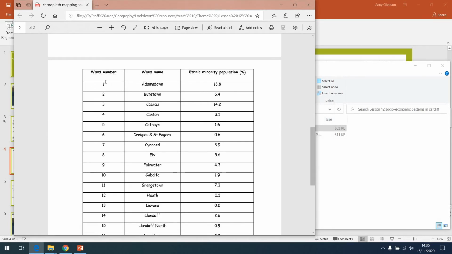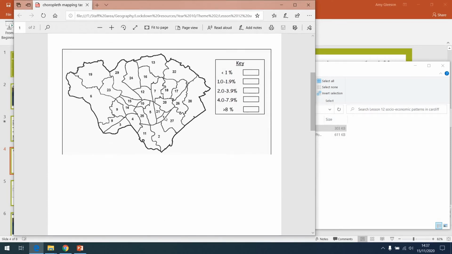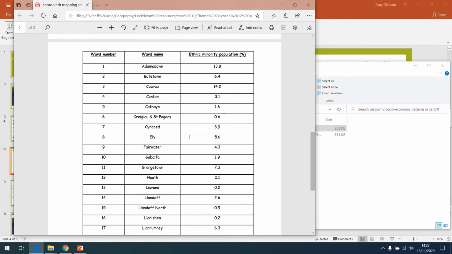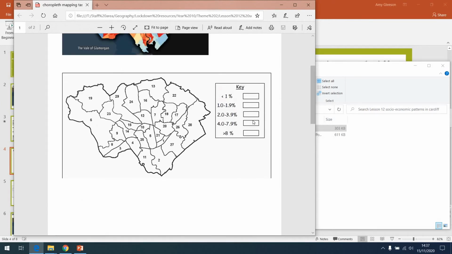The ward number, this column tells you the area on the map. So number 1 is Adamsdown. So on the map, number 1 is Adamsdown. Okay, the numbers on the map do not tell you the colour. It's this column that tells you the colour. So in Adamsdown, 13.8% of the population are of ethnic minority origin. So all you've got to do is look at your key. 13.8, which category does that fall into?